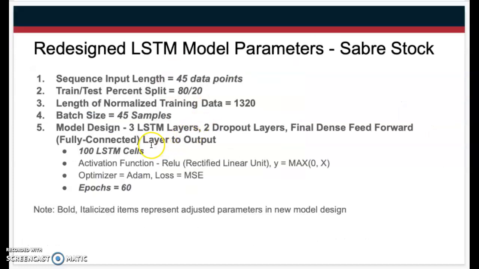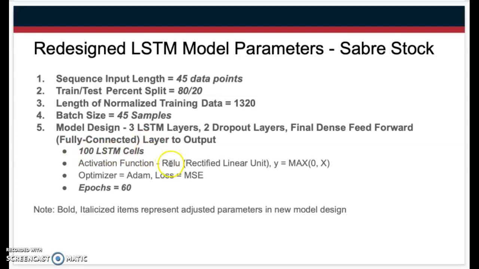I still wanted my 3 LSTM layers with the 2 dropout layers at 0.2. I felt like that was still pretty good, and then obviously our feed forward fully connected layer to the output. Here I used 100 LSTM cells rather than 50.